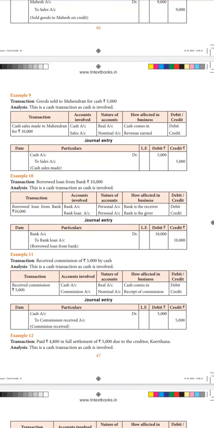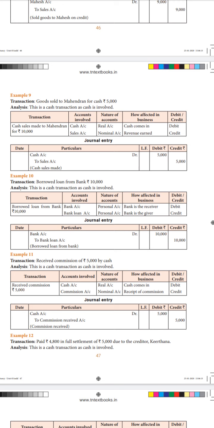Example number 9. Here the transaction is given as goods sold to Mahendran for cash rupees 5,000. So in the previous example I said whenever you see any name it is to be treated as a credit transaction even if the word credit is not there, right? But here it is slightly different. They say goods are being sold to Mahendran but for cash. The word cash is given, so it becomes a cash transaction.